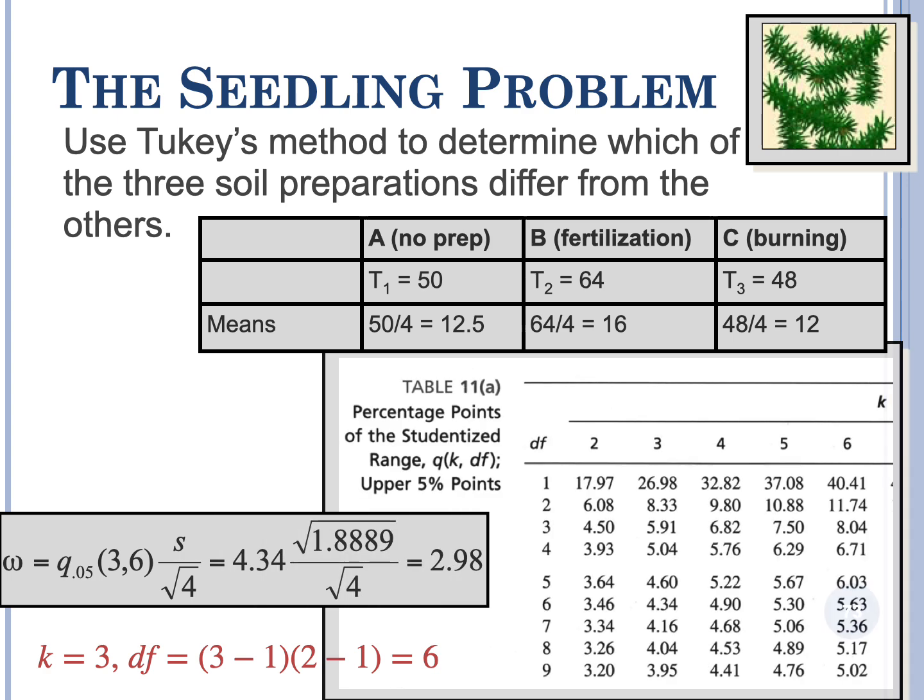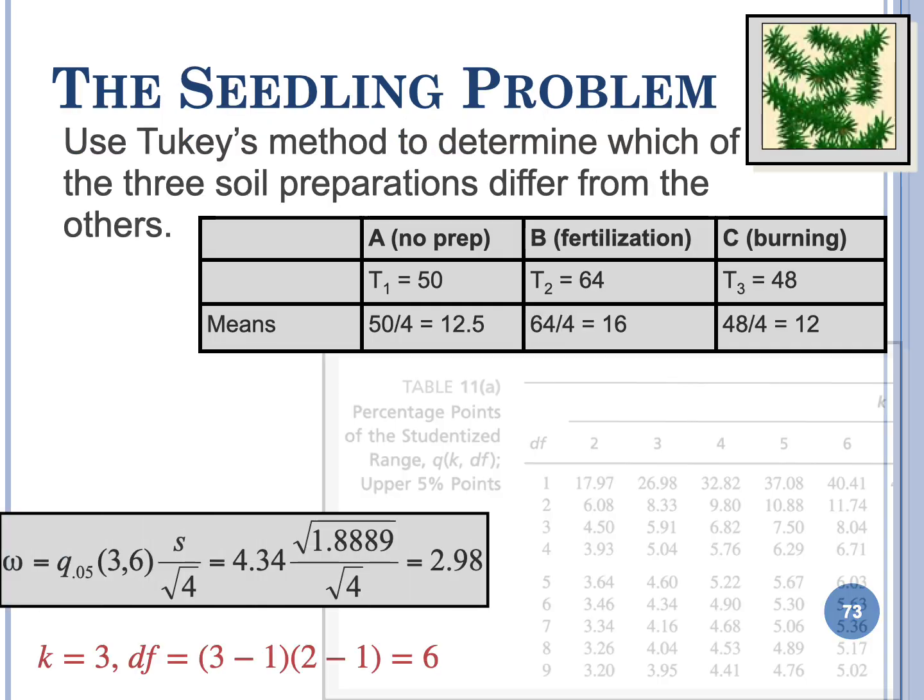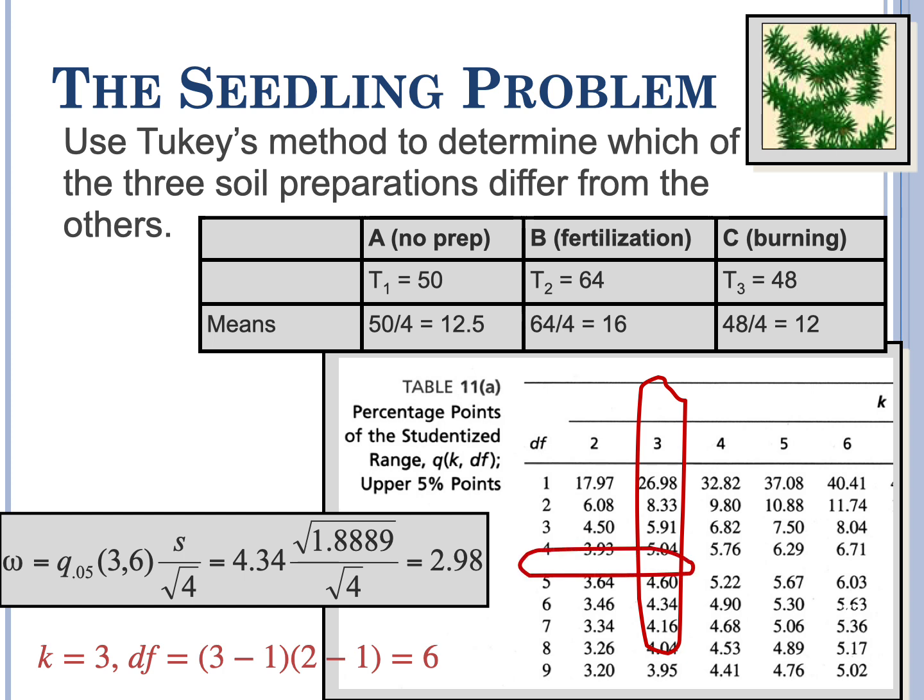Okay, so now let's first find the margin of error. To find the margin of error, we have to check the table first. So margin of error equals the critical value times the standard error of the treatment mean. The critical value is found using table 11, the studentized range distribution, and the first degree of freedom is the number of treatments, which is 3.